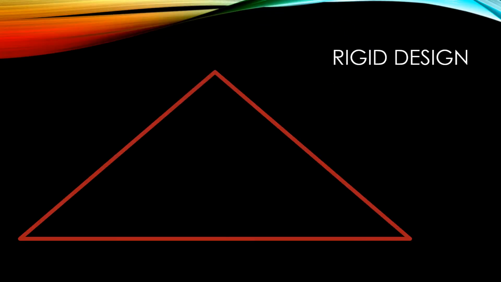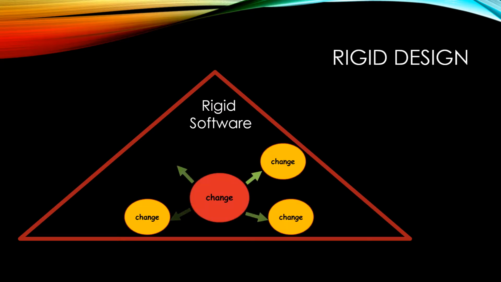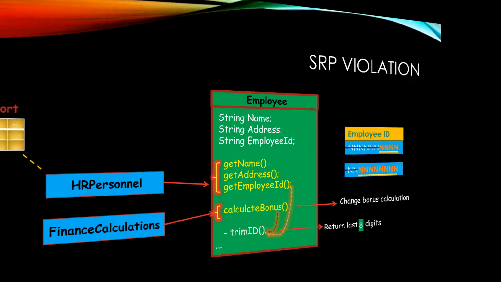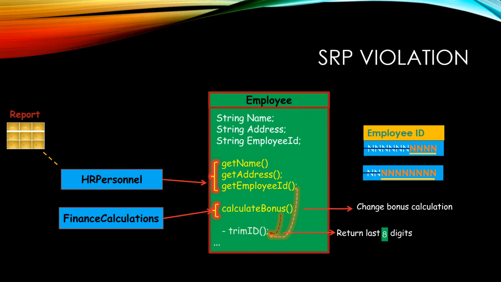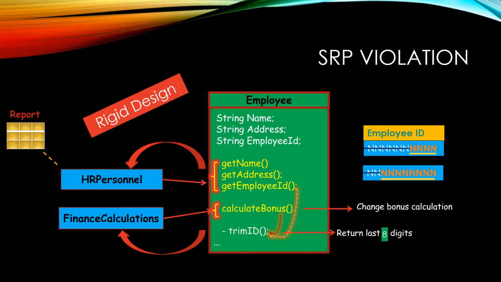A rigid design is one in which it is difficult to change the software. A single change causes changes in multiple places. Our design was rigid to some extent because a single change in employee bonus calculation had an impact on multiple places, including HR Personal, an example of a rigid design.